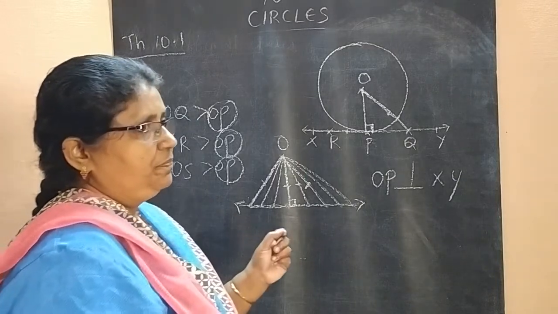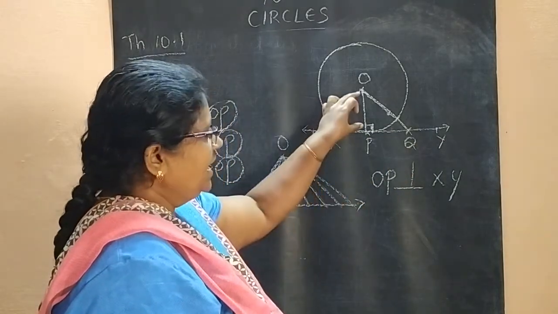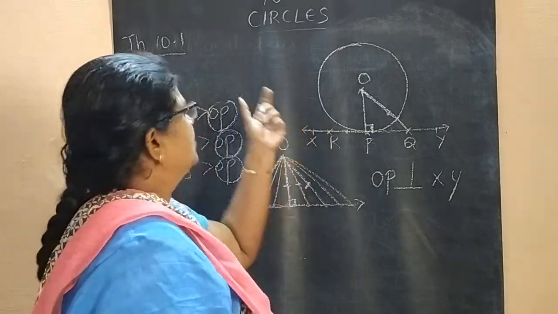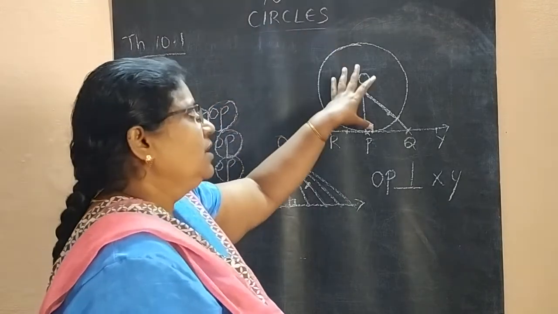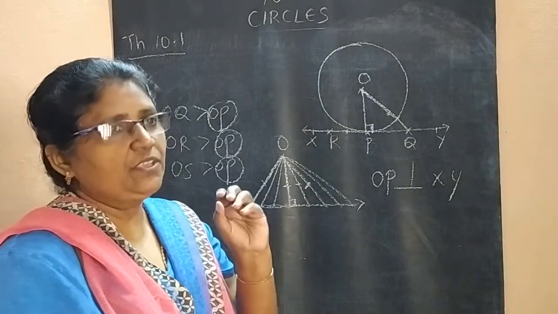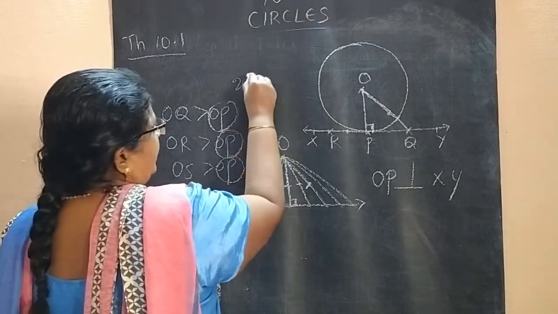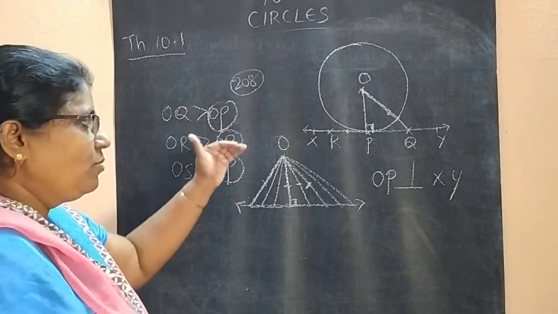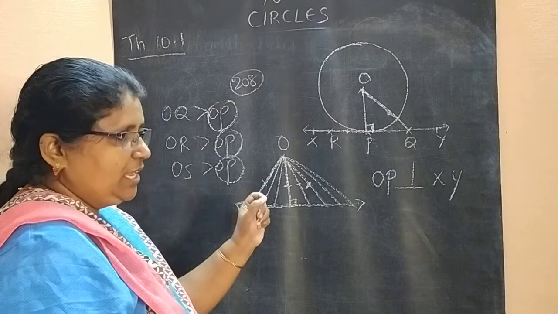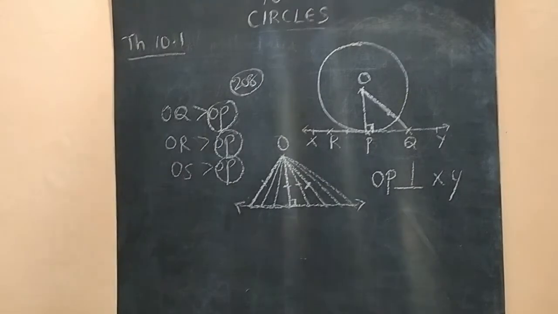In a circle, the tangent at any point is always perpendicular to the radius at the point of contact. This is an important theorem. You have to write theorem 10.1, draw the figure neatly, and in the textbook the proof is given clearly at page number 208, where the theorem starts. Take down the theorem and learn the proof by heart. This is an important theorem. So write the statement, draw the figure and write the proof from page number 208. Important theorem.